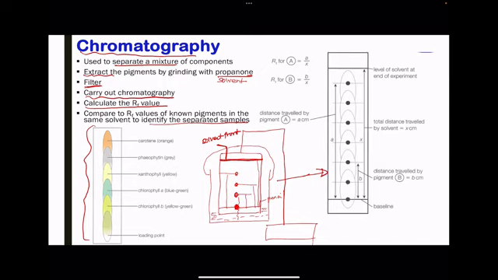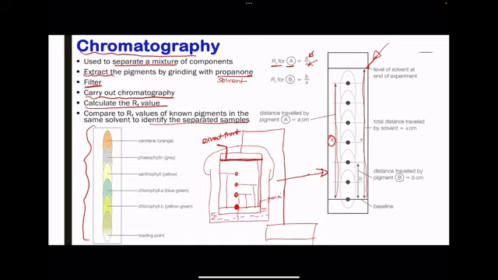Now, using this as an example, the RF value of A is going to be the distance traveled by sample A divided by the distance traveled by the solvent, or the distance from the baseline to the solvent front. So you can see this distance is going to be X. That is why the denominator here is X, because the solvent has traveled from the baseline to the solvent front, which is this one here. That distance is going to be X. While the distance traveled by sample A, you can see, is going to be distance A, which we see here. So A divided by X is going to be the RF value of A.